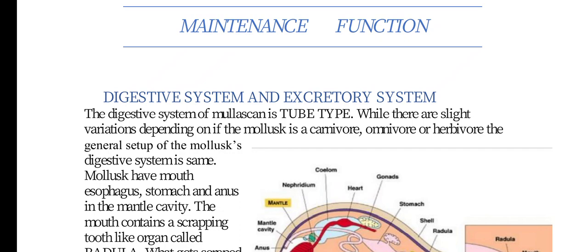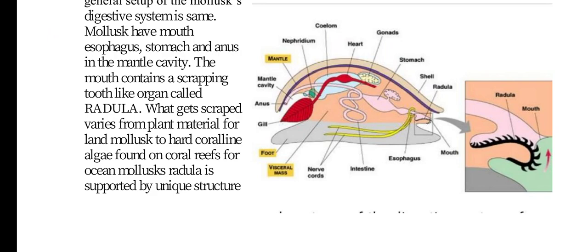The digestive system of molluscs is the tube type. While there are slight variations depending on whether the mollusc is carnivorous, omnivorous, or herbivorous, the general setup of the molluscan digestive system is the same. Molluscs have the mouth, esophagus, stomach, and anus in the mantle cavity. Here you can see in the diagram the colon, the coelom, heart, gonad, stomach, shell, radula, mouth, esophagus, and intestine.